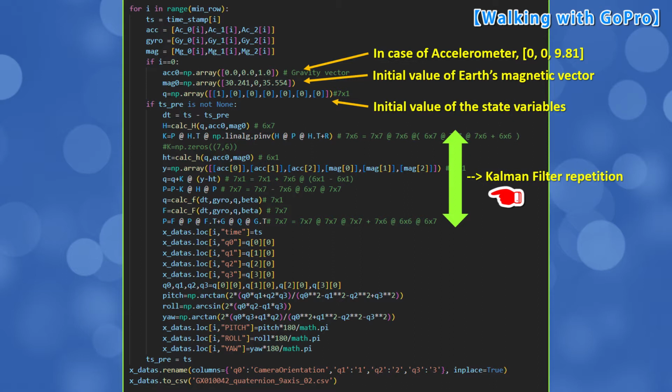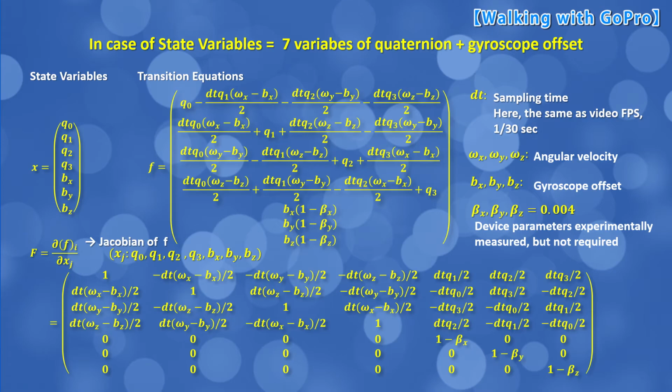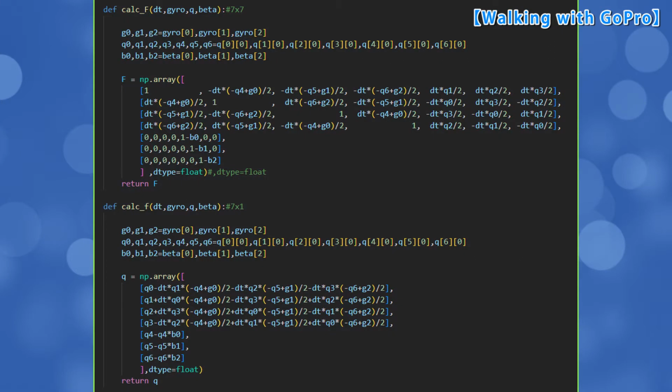If you import the NumPy module on Python, matrices can be treated as variables. If you want to calculate 3-axis, then set the Kalman matrix, K0 matrix. Here are state variables, transition equation and its Jacobi matrix. On the Python code, the transition equation and its Jacobi matrix are defined as functions.